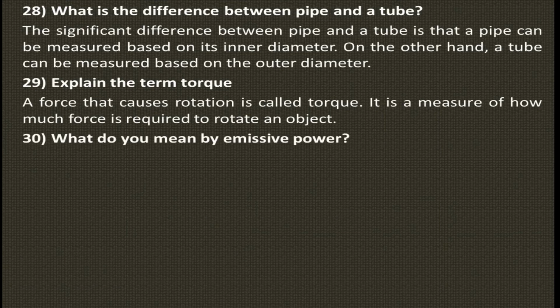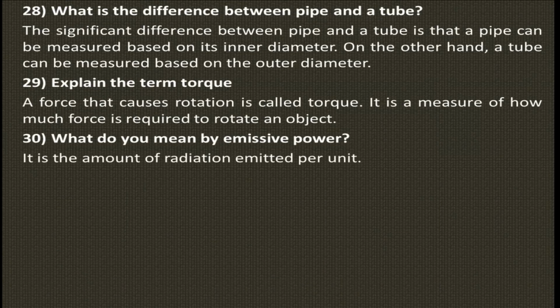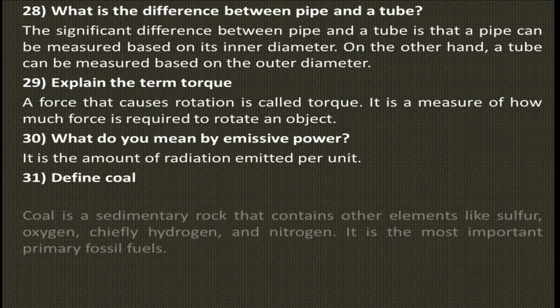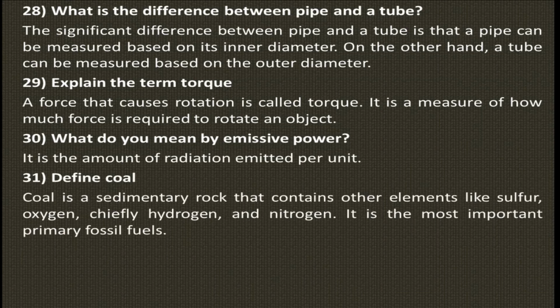Question number 30. What do you mean by emissive power? It is the amount of radiation emitted per unit area, called emissive power. Question number 31. Define coal. Coal is a sedimentary rock that contains other elements like sulfur, oxygen, chiefly hydrogen and nitrogen. It is the most important primary fossil fuel.